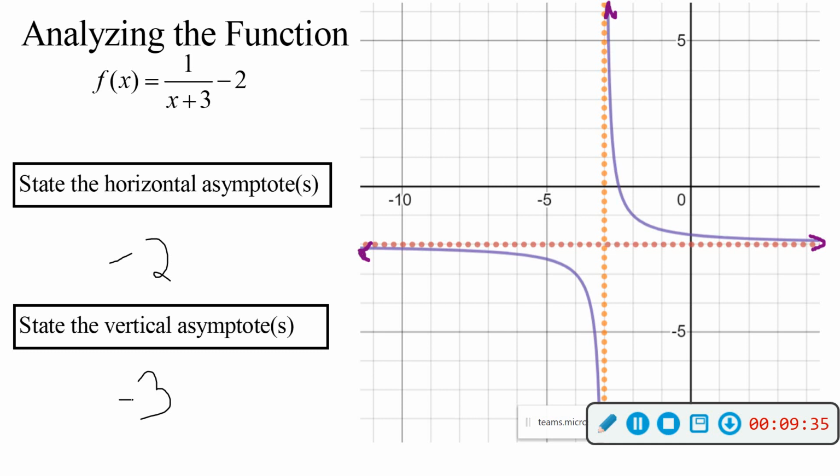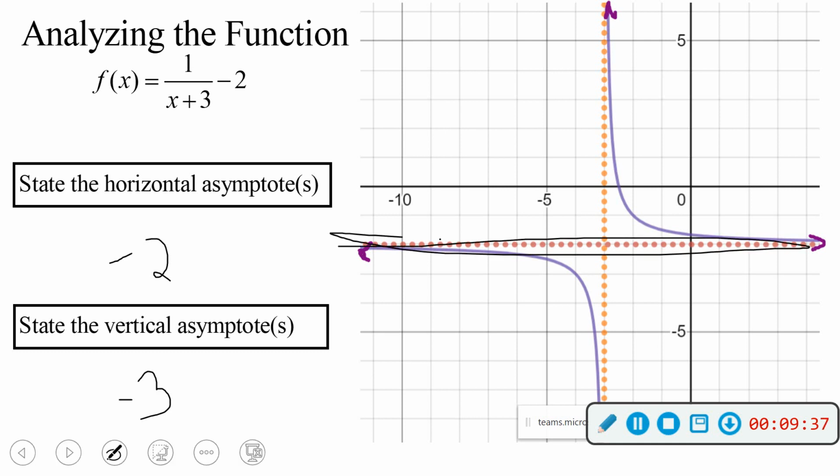So horizontal, hopefully you know that horizontal means from left to right. And if not, you're just learning that term. Horizontal means from left to right. It cuts through the y-axis at -2. So I go to horizontal, y equals -2.